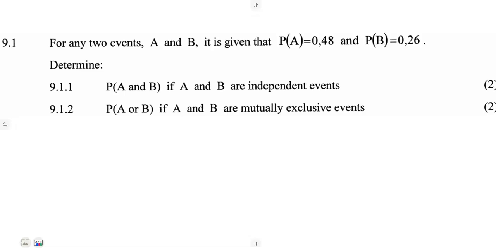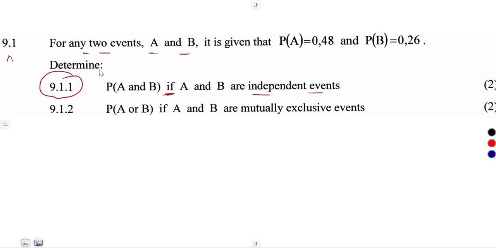So in this case, we are given another typical exam revision as we consider our probability questions. The first part, which is question number 9.1: for any two events A and B, we are given that the probability of A is 0.48, and the probability of B is 0.26. Determine, in 9.1.1, the probability of A and B on a condition if A and B are independent events.